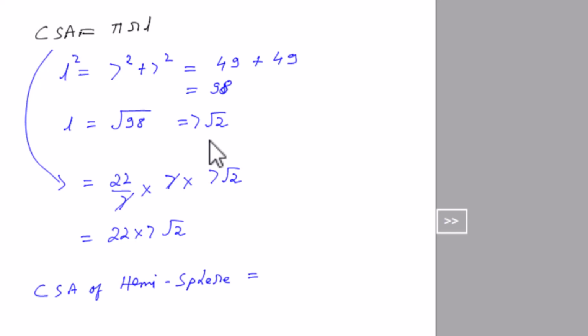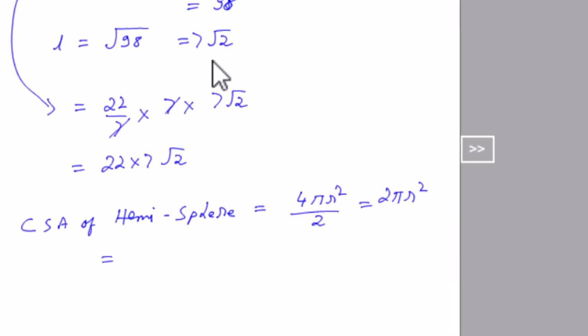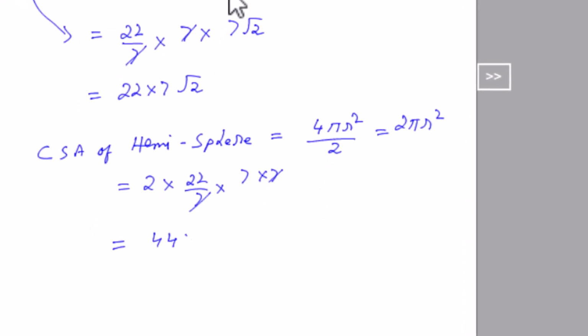The CSA of a sphere is given by 4 pi r square. So that of a hemisphere will be half of it, just 2 pi r square. So 2 into 22 by 7 into what is the radius? We know the radius is 7. So 7 into 7, 7 square. So another 7 cancels. So we have 44 into 7.